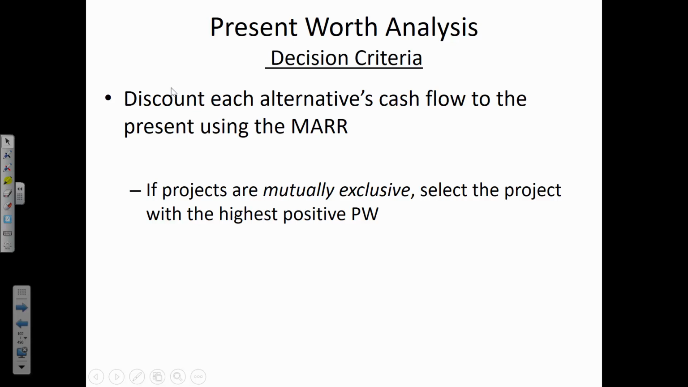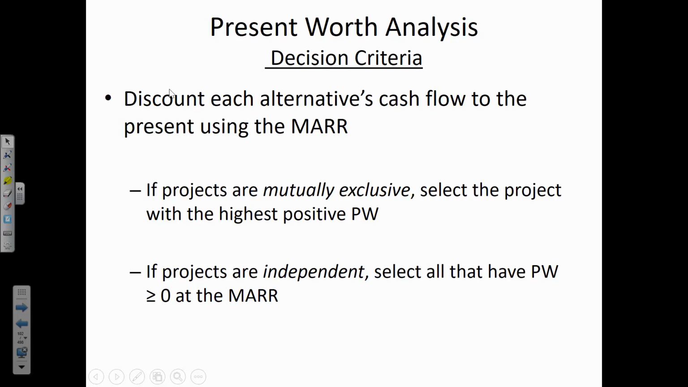So our decision criteria is that if projects are mutually exclusive, meaning you only get to pick one, the one you pick is the one with the largest positive present worth. If the projects are independent, then you'd choose all where the present worth is greater than or equal to 0 when you're discounting at the minimum acceptable rate of return. Why wouldn't you want to accept a project if the PW is less than 0? What does that mean? It means you're losing money. It means there's more cost than revenue. Okay, so that's the criteria.